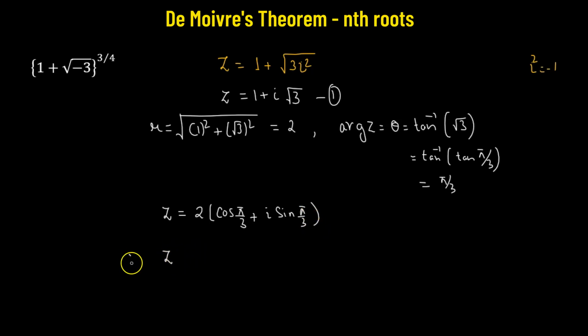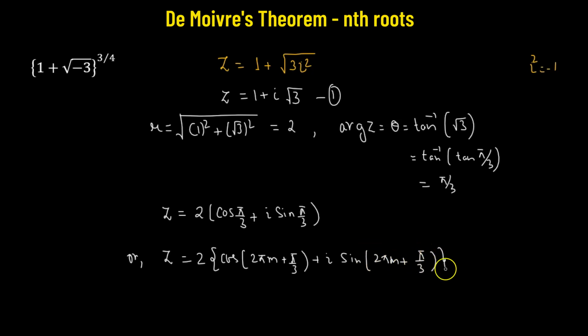Or we can also represent it as z equals 2 times, instead of cosine of pi over 3, we will have cosine of 2 pi m plus pi over 3 plus iota times sine of 2 pi m plus pi over 3. So this is the complex number. Now we have to raise it to the power of 3/4. So we have z raised to the power of 3/4.